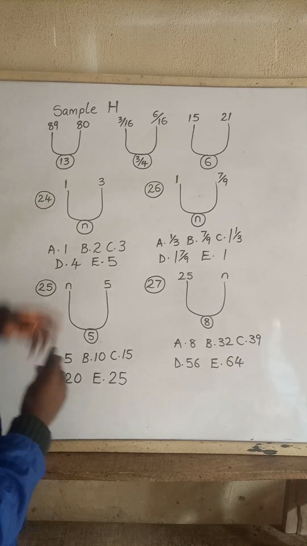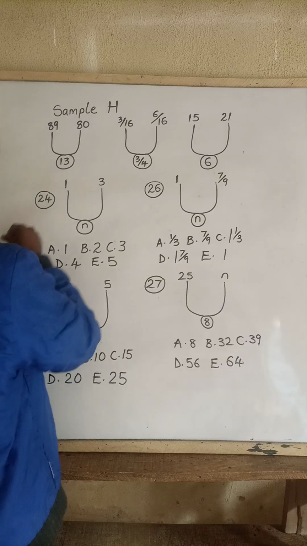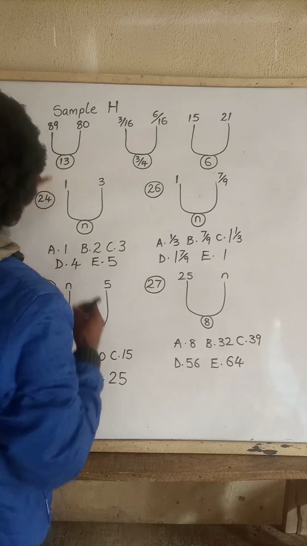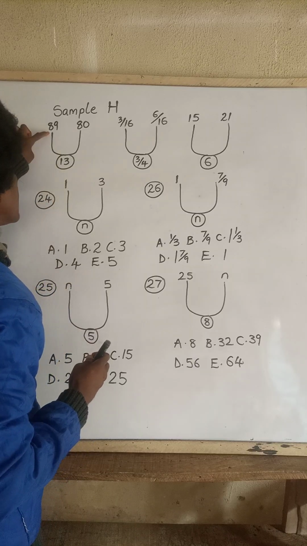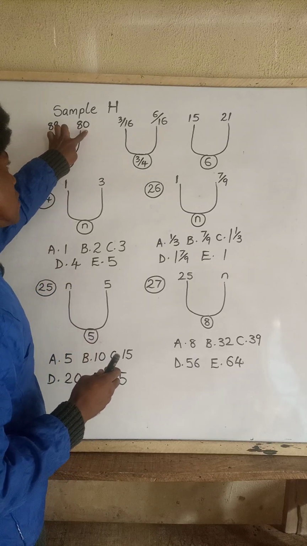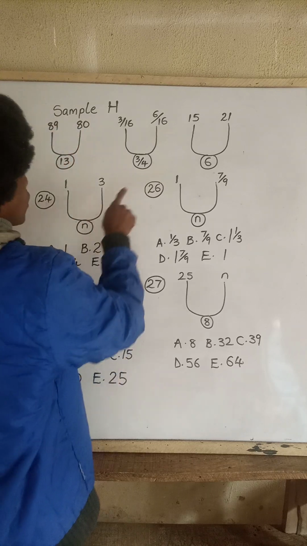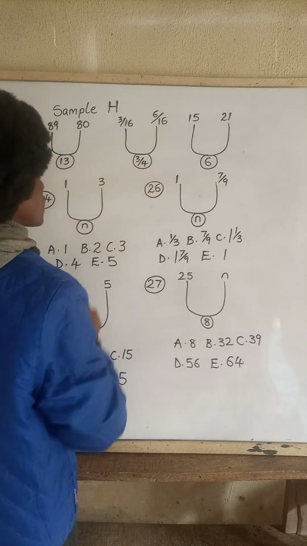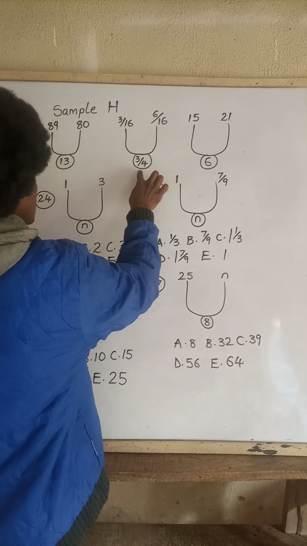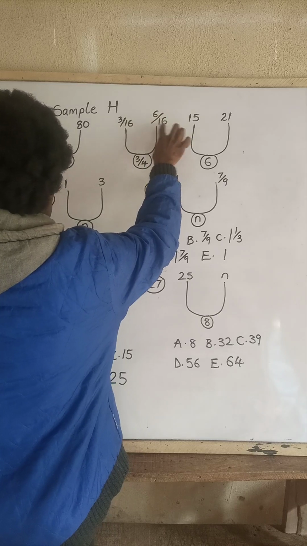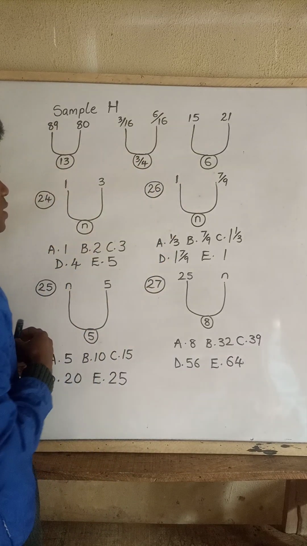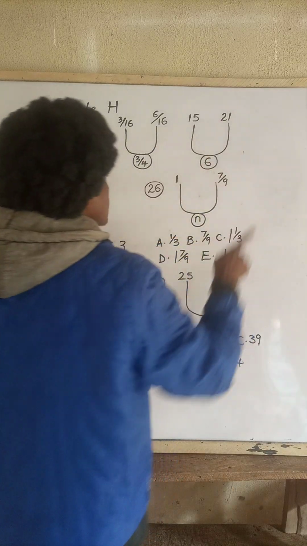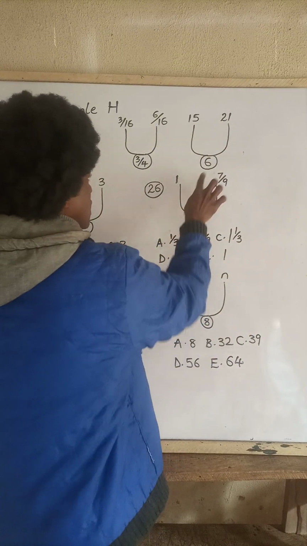Sample H. What they did here is very simple. 13 times 13 is 169. 169 minus 89 will give us 80. Okay? For this one, we have 3 over 4 times 3 over 4. It will give us 9 over 16. 9 over 16 minus 6 over 16 will give us 3 over 16. For this one, if you do 15 plus 21, it will give us 36. Square root of 36 is 6.